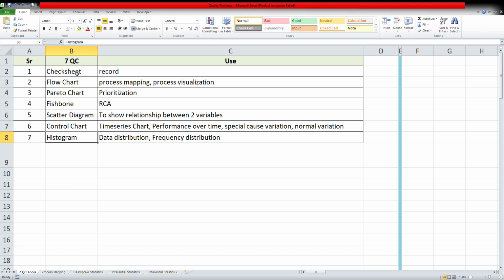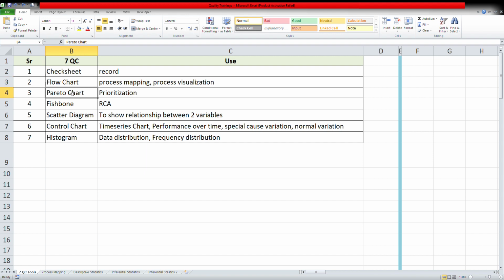Check sheet we use to record data for further analysis. Flow chart is basically used for process mapping or process visualization. There are certain boxes which give different meanings and messages, so we use different kinds of boxes to visualize our process.